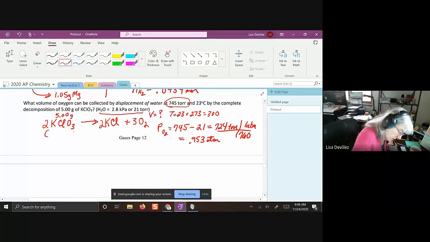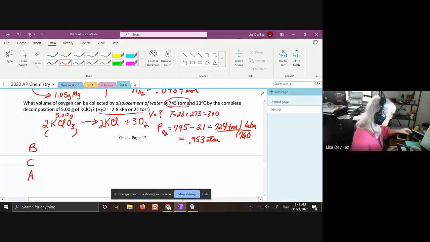Now this one, we're starting with my grams. So potassium is 39 plus chlorine plus 3, so I'm getting 122.52 and 5 grams of that.